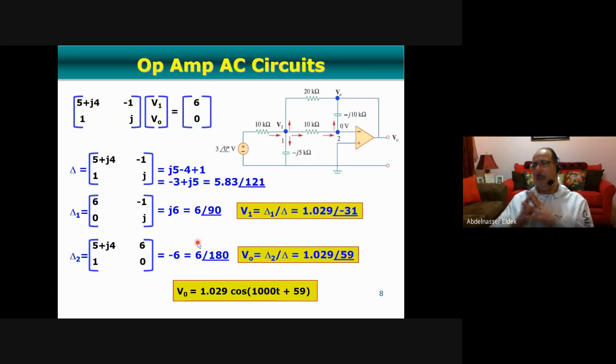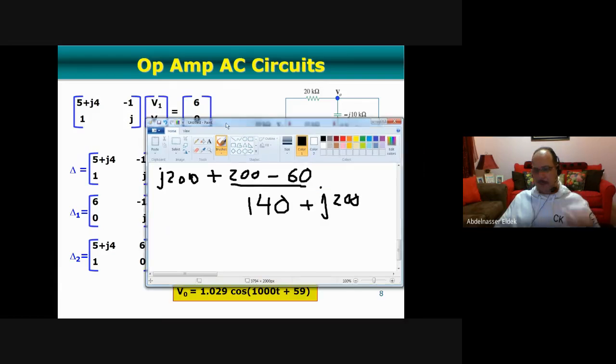Delta looks like this. And of course, we simplify it, will be J5, and negative 4 plus 1 will be negative 3. And then in this case, you convert this back to amplitude and phase. Then you do this one here. You replace the first column by 6 and 0. There it is. And for delta 2, you replace the second column by 6 and 0, and you repeat the same steps. Let me, for example, do the first one for you, delta.